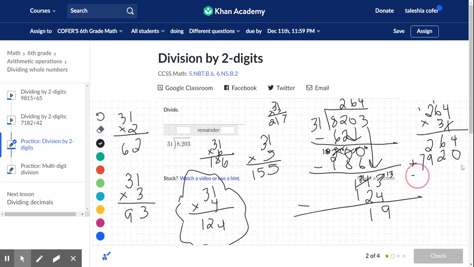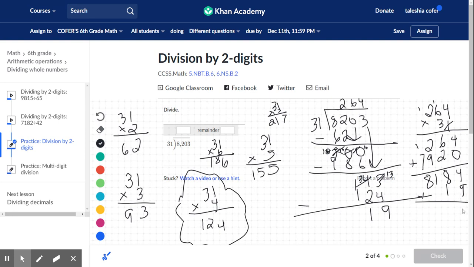Let's add this stuff up here. 4 plus nothing is 4. 6 plus 2 is 8. 2 plus 9 is 11, so I write a 1, carry a 1. 7 plus 1 is 8. I have 8, 1, 8, 4. I need to add in my remainder, which was 19.